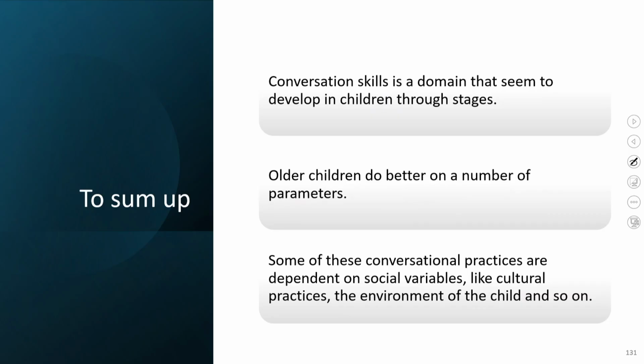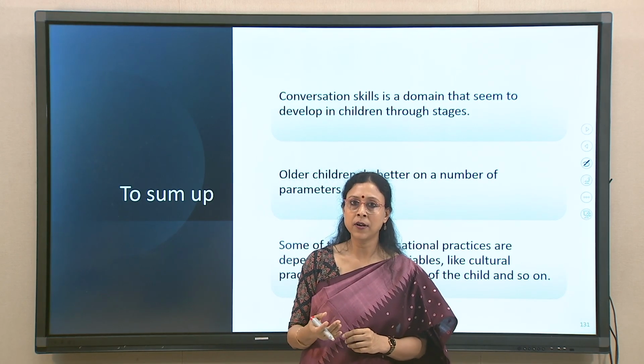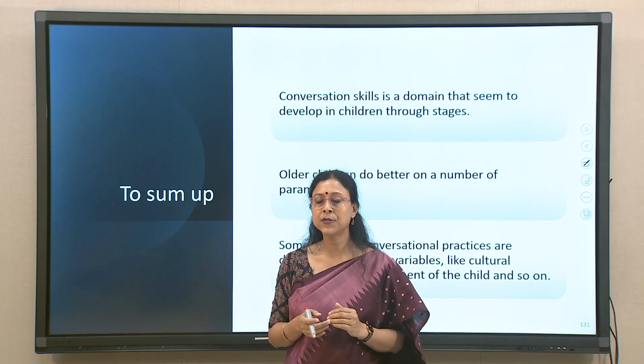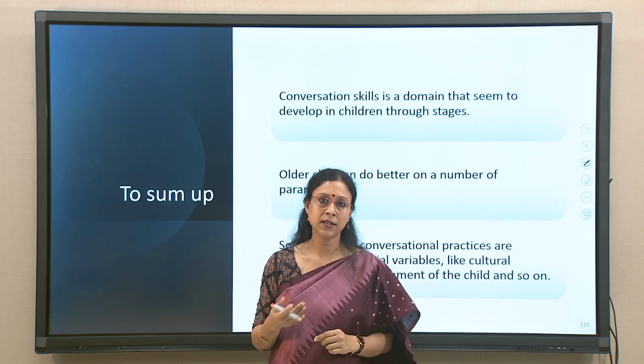So, to sum up, conversation skill is a domain that seems to develop in children through stages, and depending on what kind of aspect we are talking about, the stage might be different. So, some aspects might develop earlier as opposed to some others. However, the pattern seems to be that they do take some time to completely master all the aspects of conversational skill. Older children typically tend to do better in terms of a number of parameters, and some of these conversational practices are dependent on social variables like cultural practices and the environment the child is living in, because metalinguistic abilities often have to do with the exposure and the world knowledge of the child. So, those are also important variables, as a result of which we might have differences not only in terms of the within domain parameters, but also in terms of social and cultural differences, and so on.